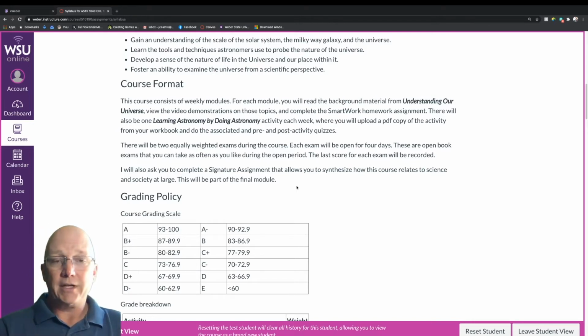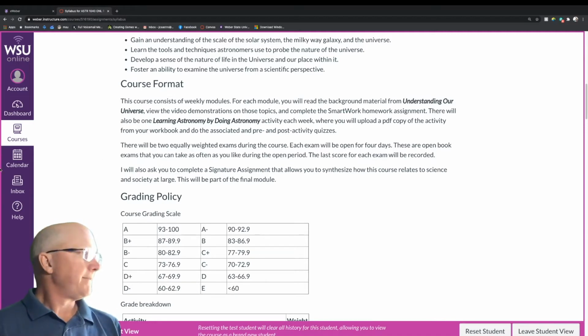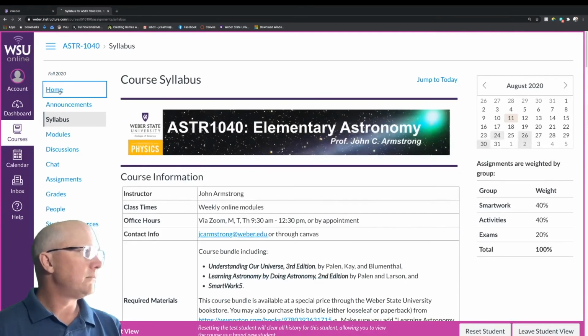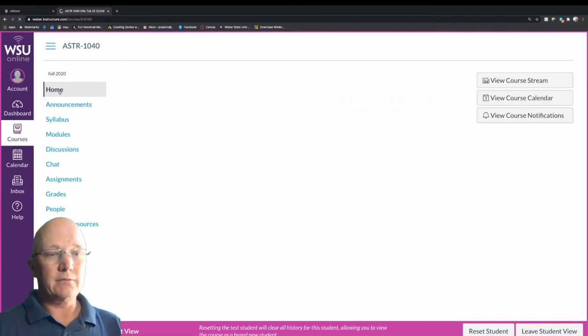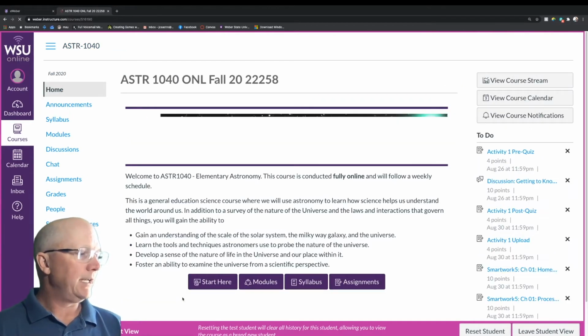In between all those, there are some video lectures and some other aspects, simulations and demonstrations and things like that that we'll be doing. So you'll be able to see those and access all of those through Canvas. Okay, so let's go ahead and head back to our home, and we're just going to start on the modules and see where this takes us.